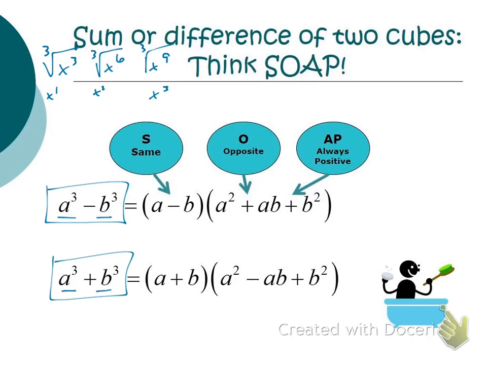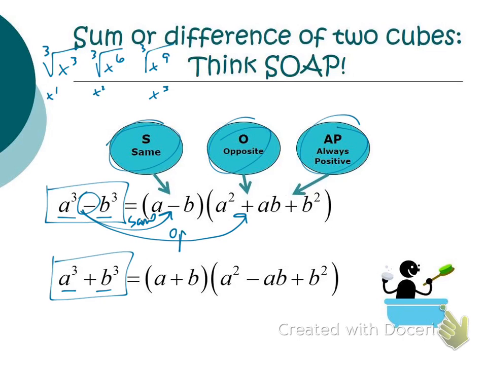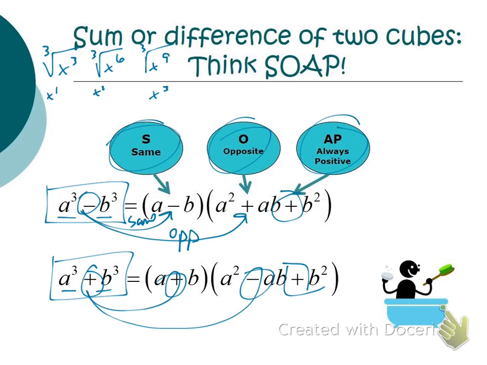The signs. The easiest way to remember the signs is to use SOAP. Always use SOAP. S is same, O is opposite, AP is always positive. The first one is going to be the same, the second one is going to be opposite, and the last one is always going to be positive. Always, always, always. So you see it down here: same, opposite, always positive. SOAP it.